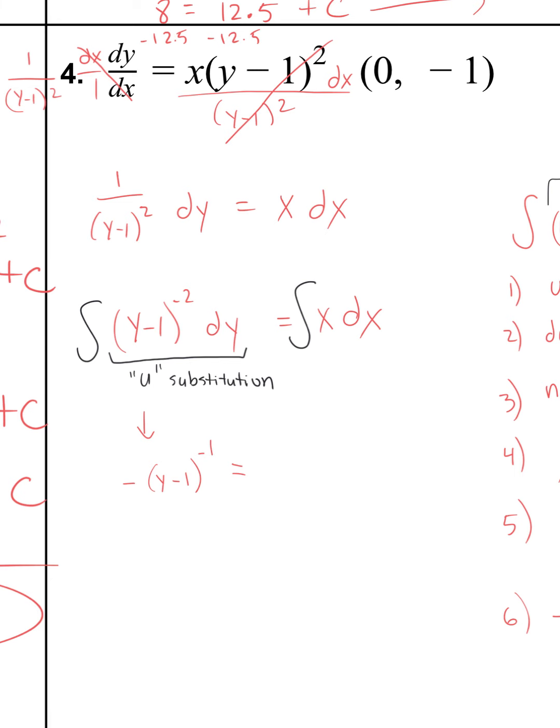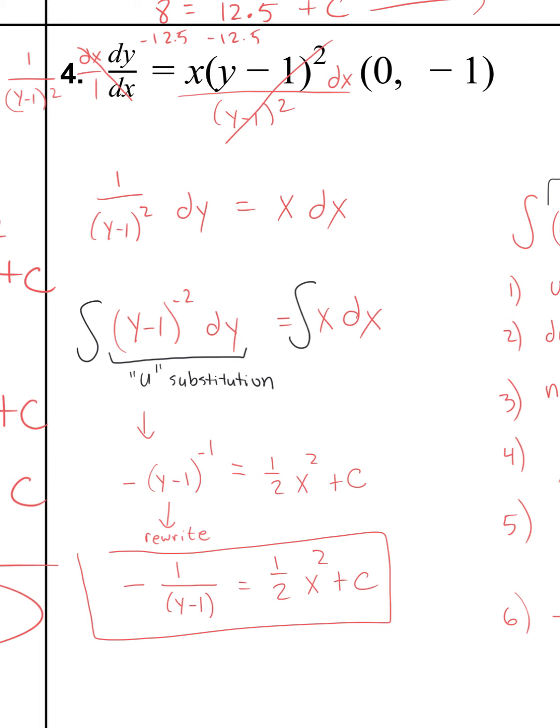And on the right, the antiderivative of x, of course, is just good old power rule, 1/2 x squared plus c. Alrighty? And honestly, I'm going to rewrite this side because I can't solve for c if I have a negative exponent. So this negative is going to come down, and I'm going to put 1 over, and I'm going to take this whole piece and move it downstairs, and that negative 1 is going to become positive 1. So I have negative 1 over (y minus 1) to the positive 1. And that allows me to plug in my point to find c. So this is as far as you need to go.